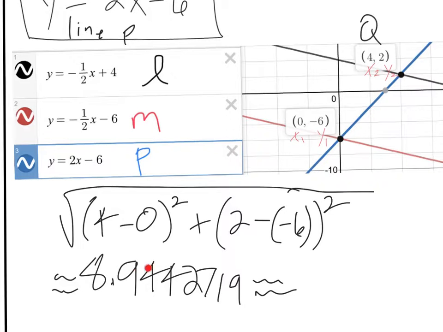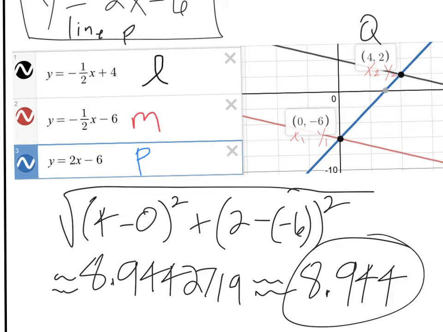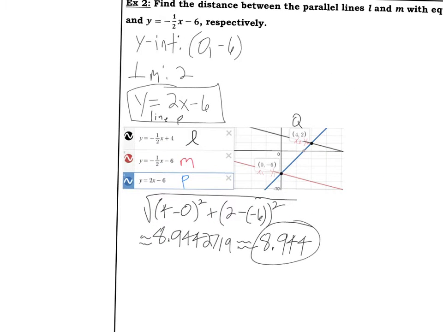And so I'll get 8.9442719 and other stuff after that. So I'm going to round this to the nearest thousandths place. So I'm going to look at the 3rd and 4th decimal place. So does this 2 round up that 4? No, it does not. So I'm going to say my final answer is going to be 8.944 units. Okay? So that's going to wrap it up for this video.